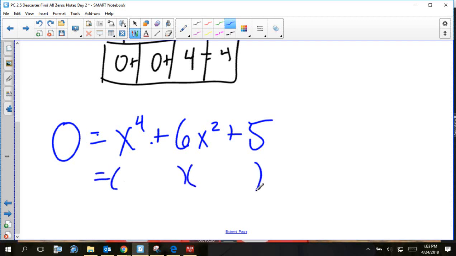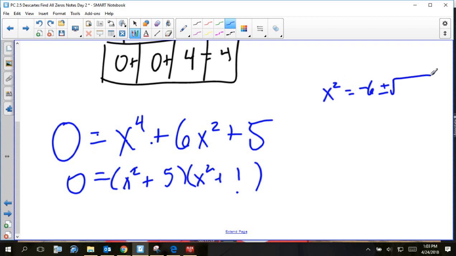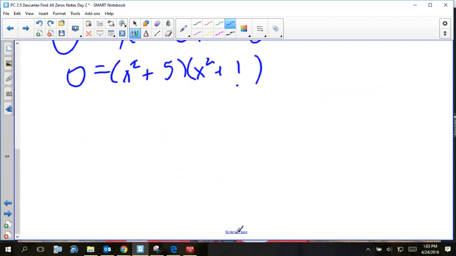What do you multiply together to give you x to the 4? And they're both positive, so we've got plus and plus. What do you multiply together to give you 5? Now, if you did quadratic formula, you didn't realize that was factorable. You couldn't say x equals; you'd have to say x squared equals opposite 6 plus or minus and so on from here. So you just have to say x squared equals instead of x if you did quadratic formula. But this one is factorable. It factors to this, but these are not linear factors.